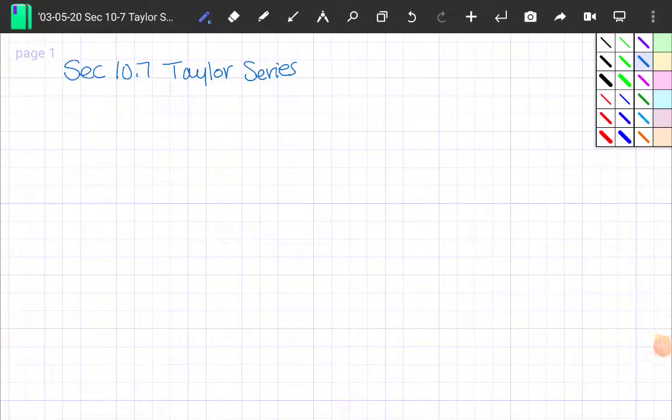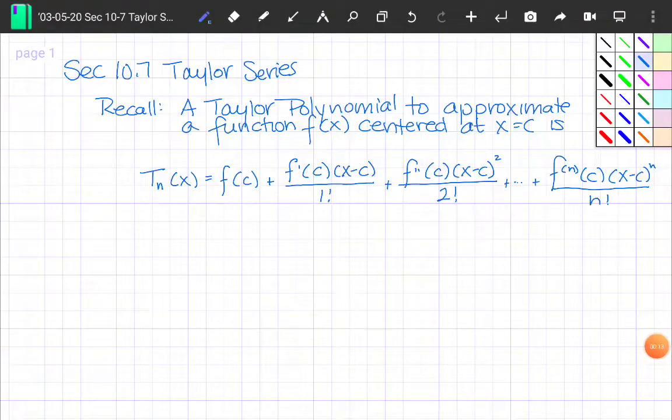All right, so today we're going to talk about Taylor series, and Taylor series are very closely related to Taylor polynomials that we've covered before. So let's remind ourselves what a Taylor polynomial is. Remember, a Taylor polynomial to approximate a function f of x centered at x equals c is, and then we give it right here.